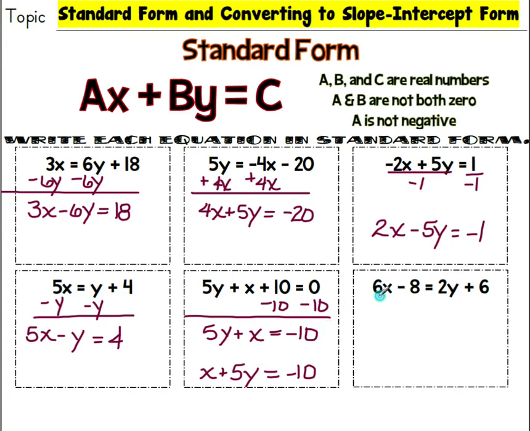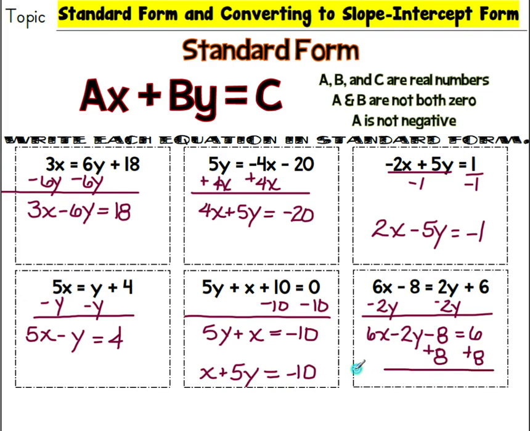All right, one more. So 6x minus 8 equals 2y plus 6. So we have a few things to move here. So we have our x term on the left, so let's go ahead and move our y term to the left. So we're going to subtract 2y. And so then we would have 6x minus 2y minus 8 equals 6. So we need to combine our constants. So we have to move the minus 8 to the other side. So we are going to add 8. And then we would have 6x minus 2y equals 14. So now we have equations in standard form.